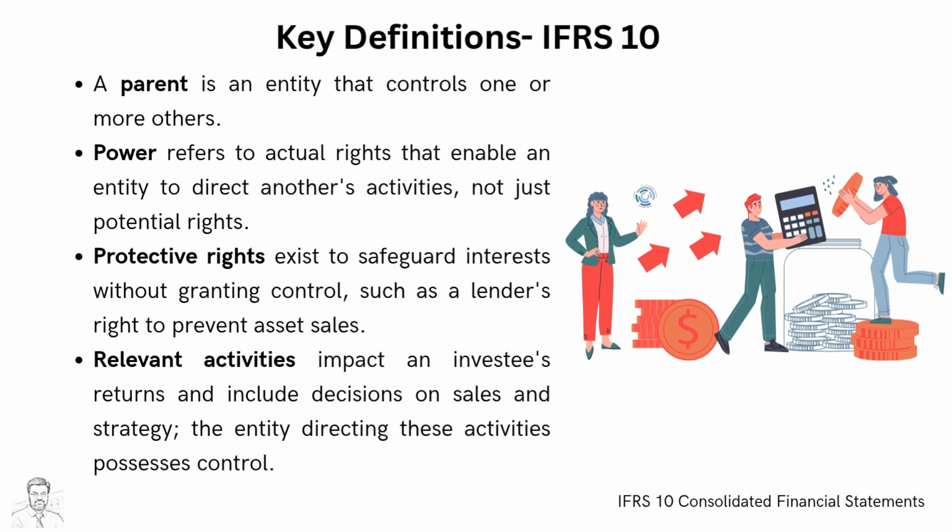All right, let's talk about power. Power means having existing rights that give you the current ability to direct the relevant activities of another entity. Not just potential rights, we're talking about actual real deal decision-making power. And then we've got protective rights. These are different. They're just there to protect someone's interest, but they don't give control. For example, a lender might have protective rights to stop a company from selling its main assets, but that doesn't mean the lender has power.